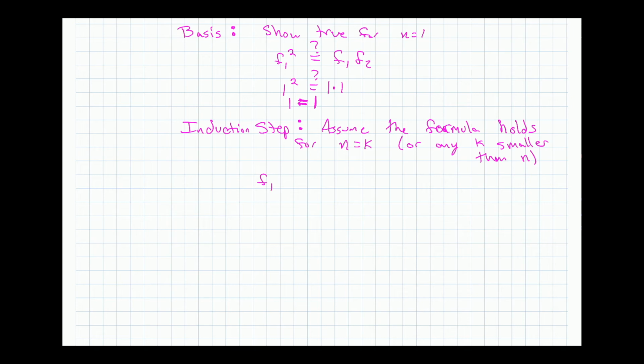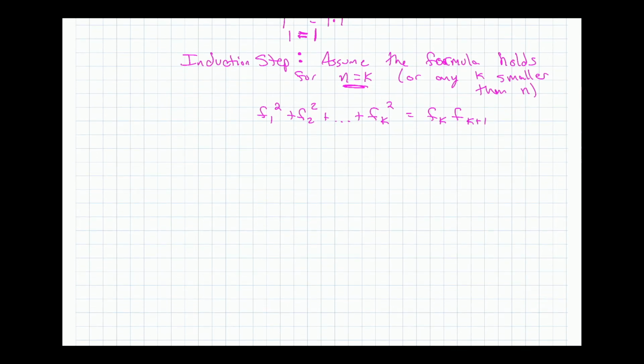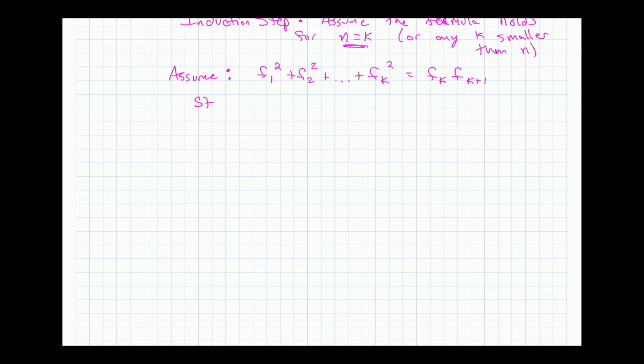So what are we specifically showing? Or what are we assuming? We're assuming this, f1 squared, f2 squared, dot, dot, dot, up to fk squared, right? N equals k, equals fk times fk plus 1. All right. And then what we're supposed to do is we're supposed to show that this property holds for k plus 1. So the way you would do that, if you remember regular induction proofs, is if we have the induction hypothesis, then that's usually what you want to start with, but not always. So let's start with that.